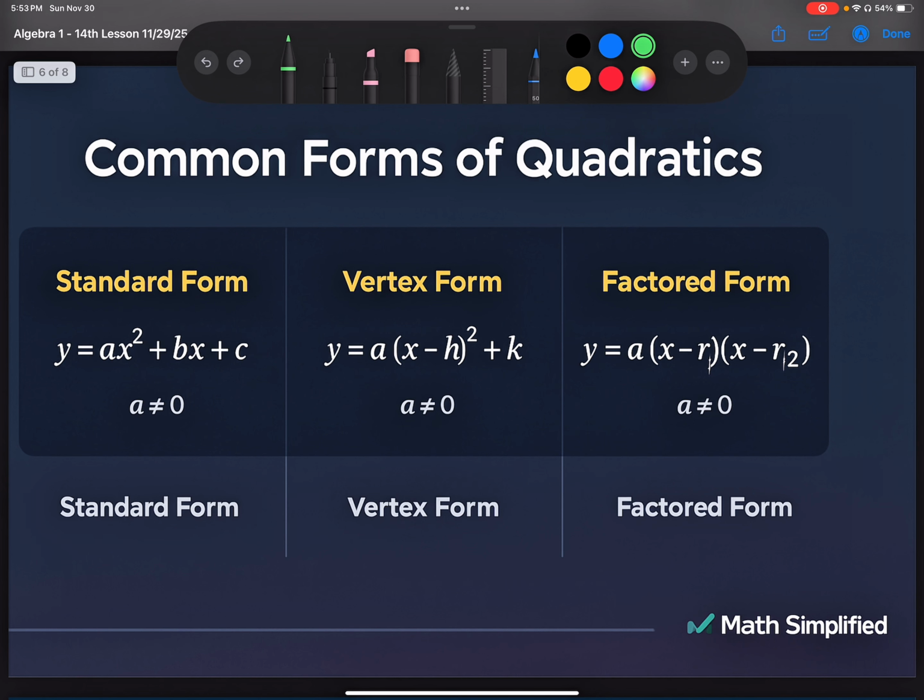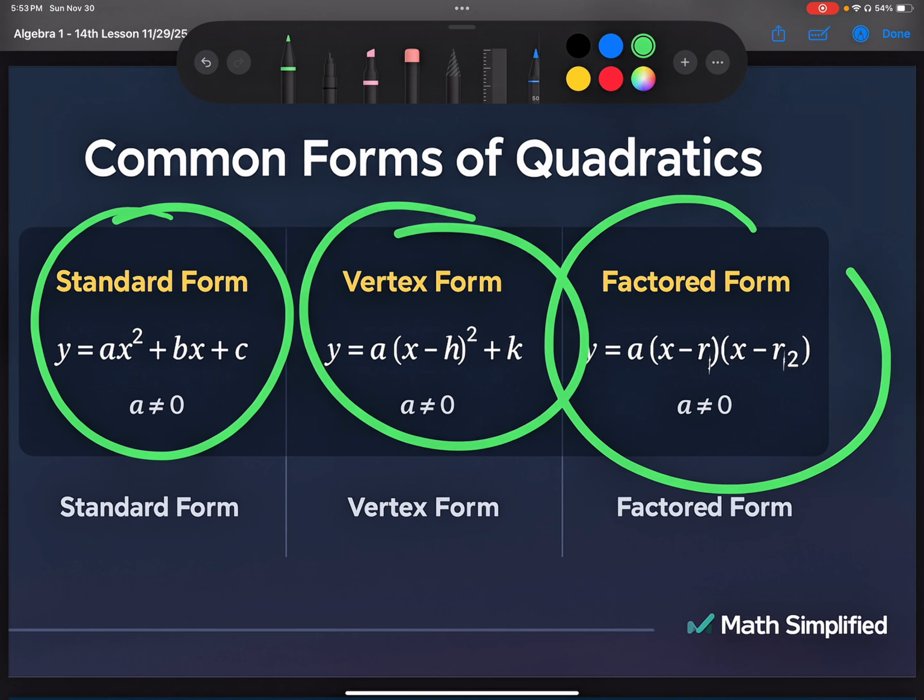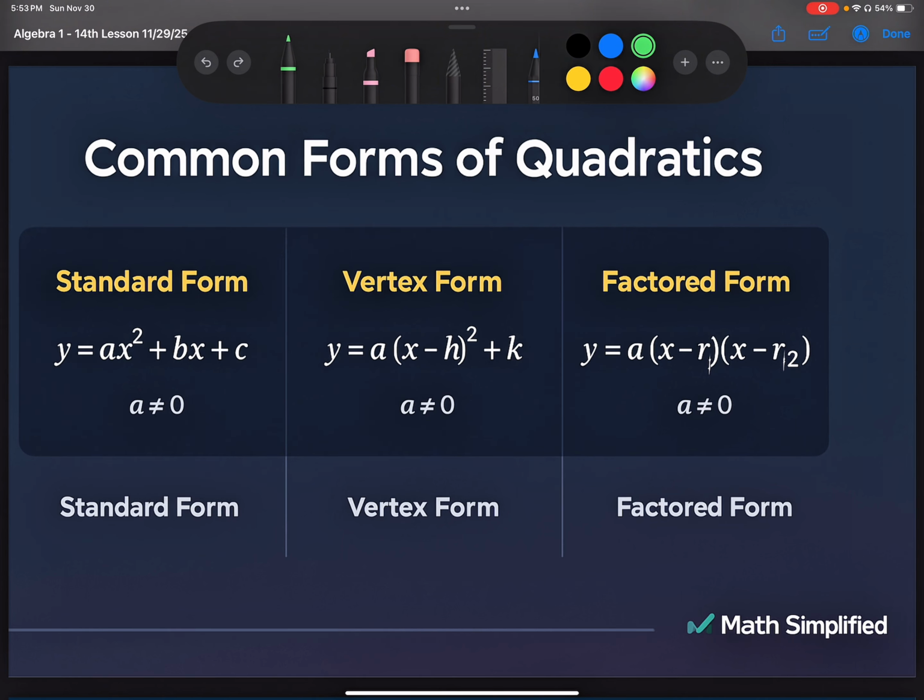Common forms of quadratics. Usually we have standard form, vertex form, and factored form. Standard form would be y equals ax squared plus bx plus c, in which a cannot equal 0. Then we also have vertex form, which is y equals a times (x minus h) squared plus k, okay? And a cannot be 0. And also here in the factored form, here would be y equals a times (x minus r1) times (x minus r2), okay? So that's the factored form.